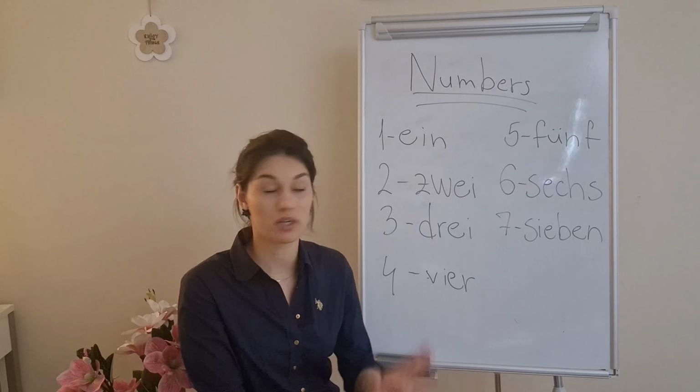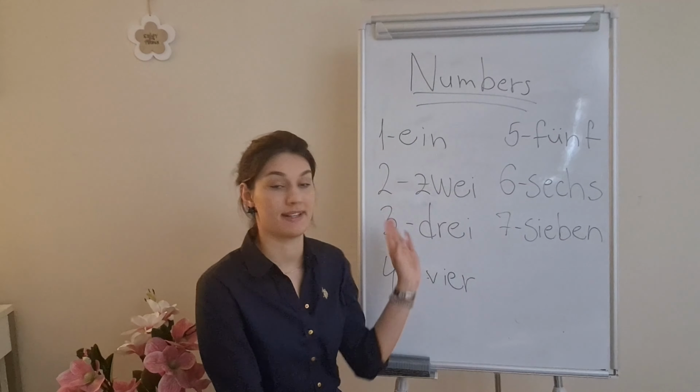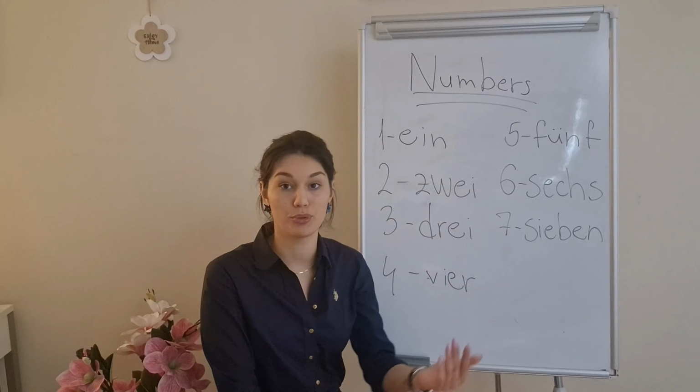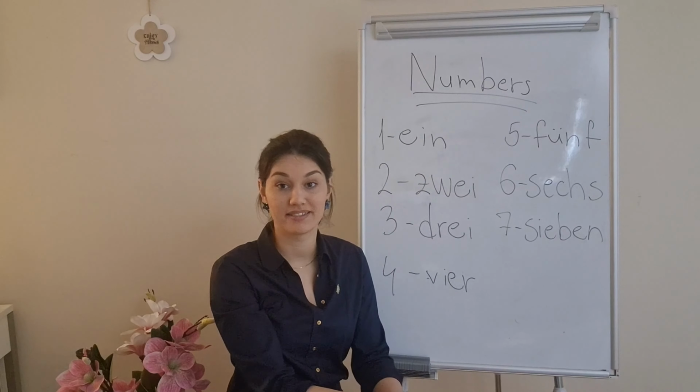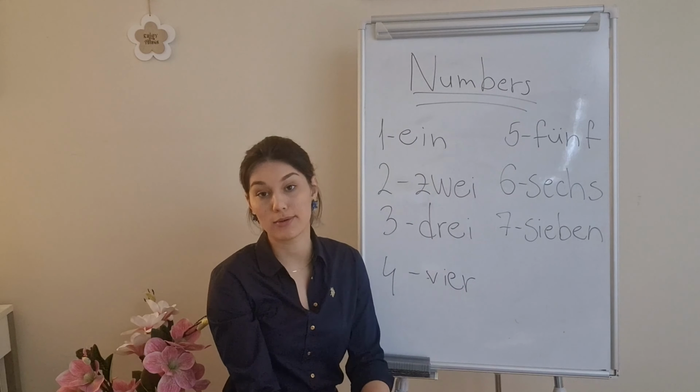So how is it going to work? You need to copy these numbers in notebooks. But basically you don't need to copy all of them now. I will say the number 1 and read it, then you will repeat after me, and then you will copy that in your notebook. So first number will be 1. Ein. Repeat after me and copy that.